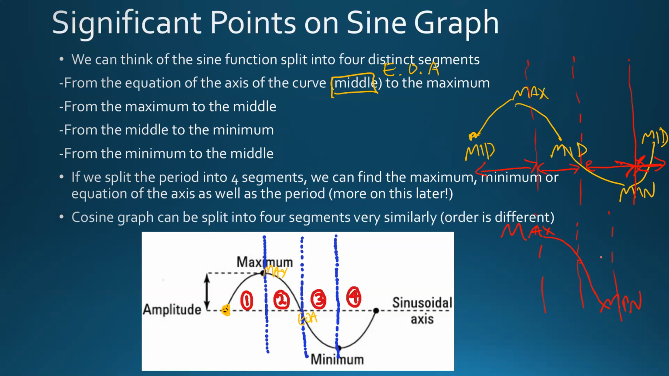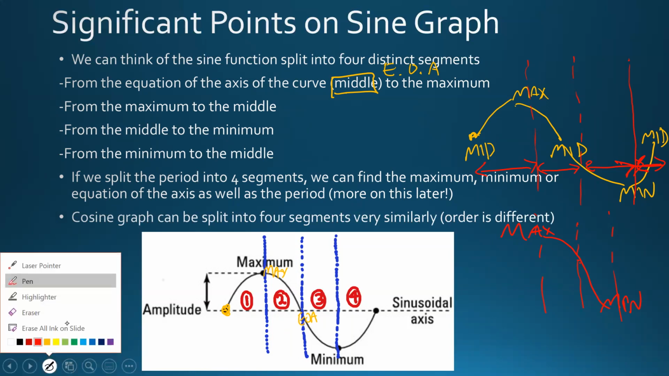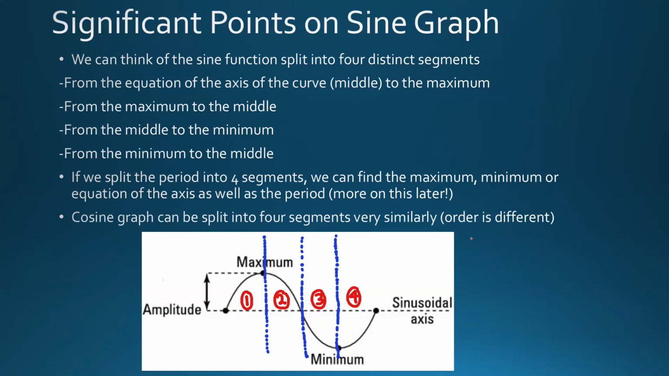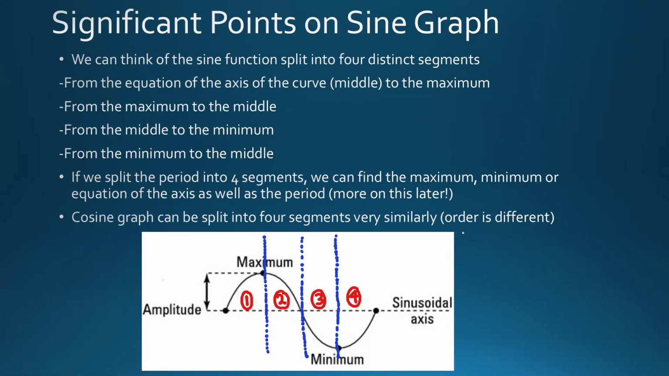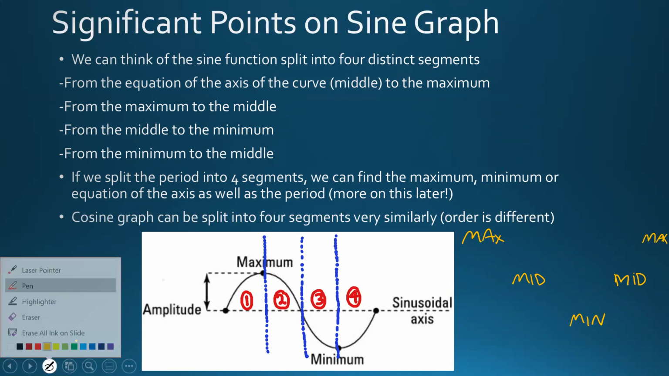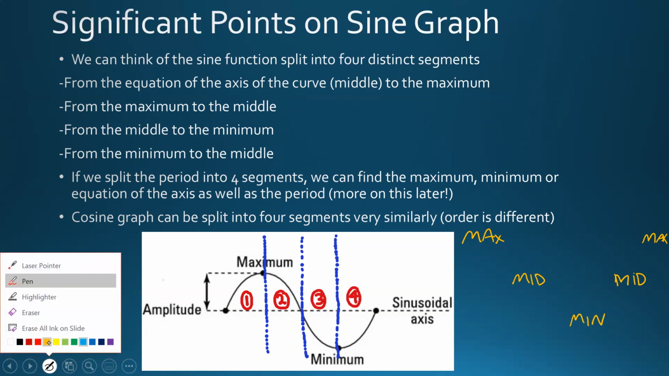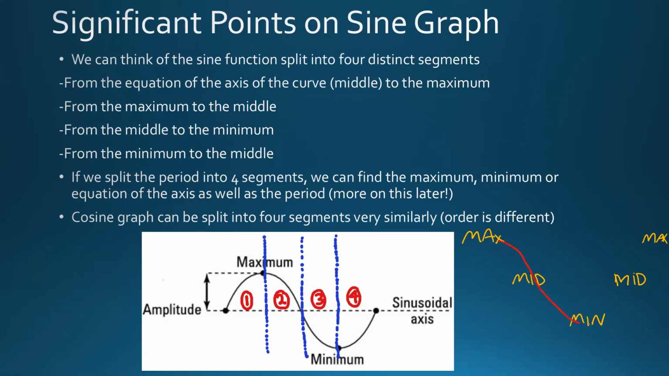And the cosine graph can be split up into 4 segments. The only difference is that the order is going to be slightly different. So I can even show you what it looks like for the cosine graph, and let me do a different color. The cosine graph goes max to middle to minimum to middle to the max. And then the resulting graph can be split up into 4 separate segments.